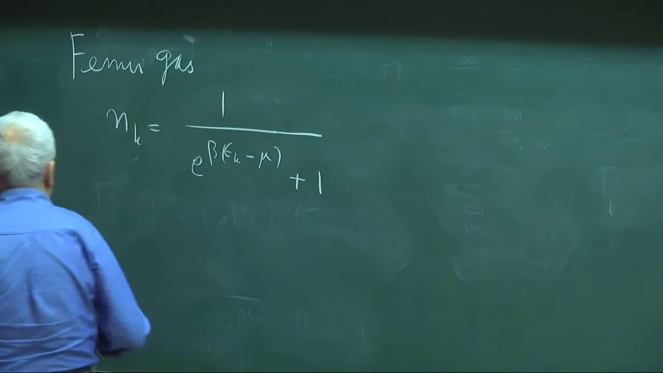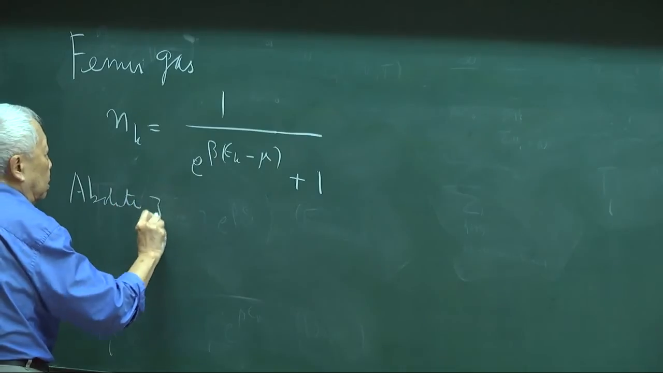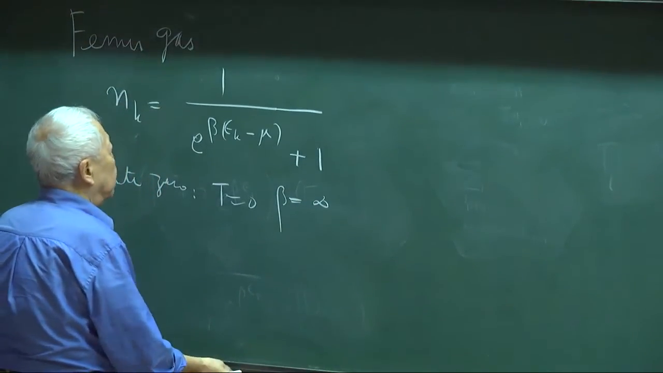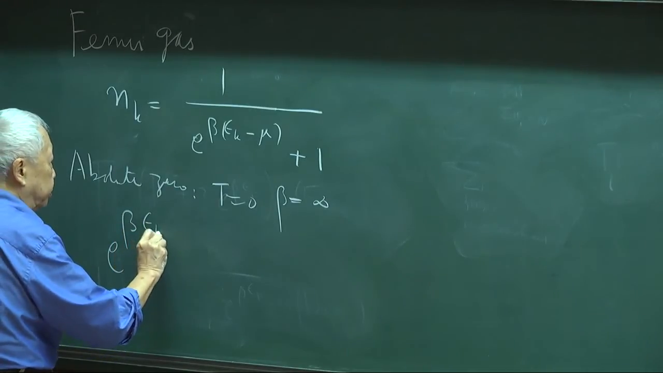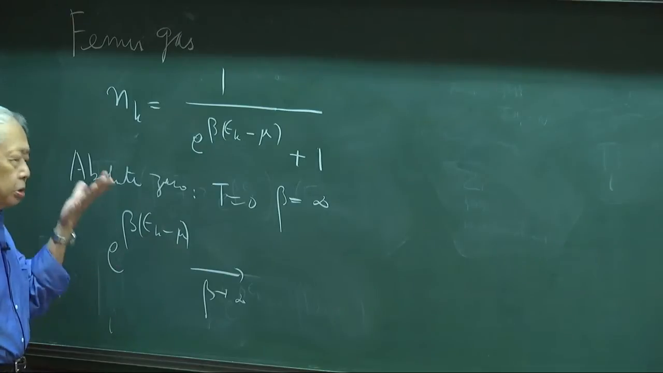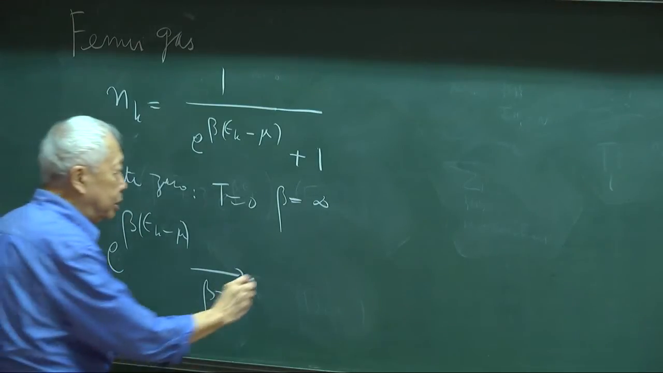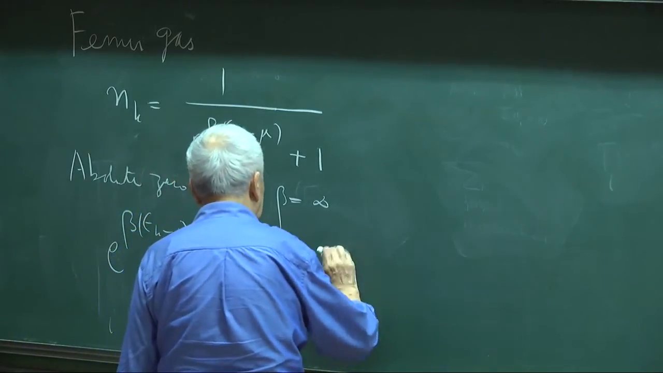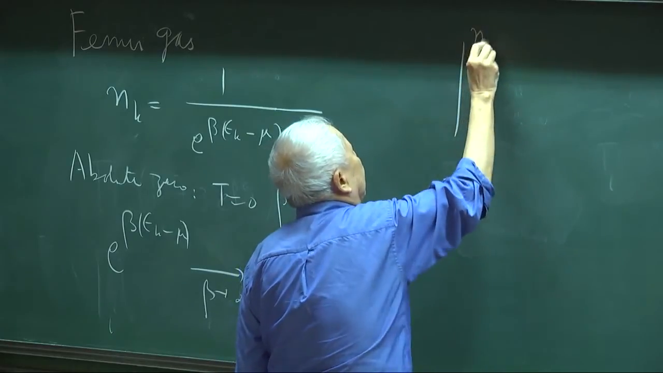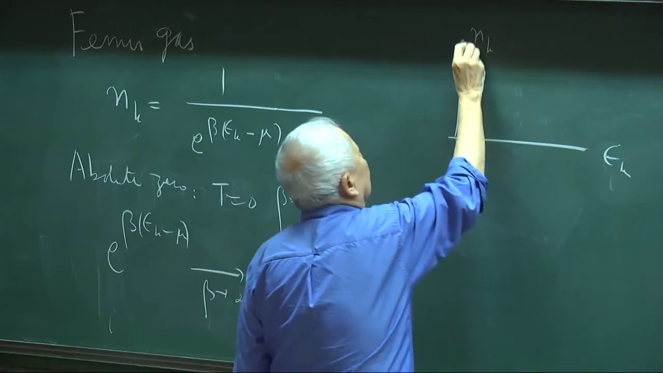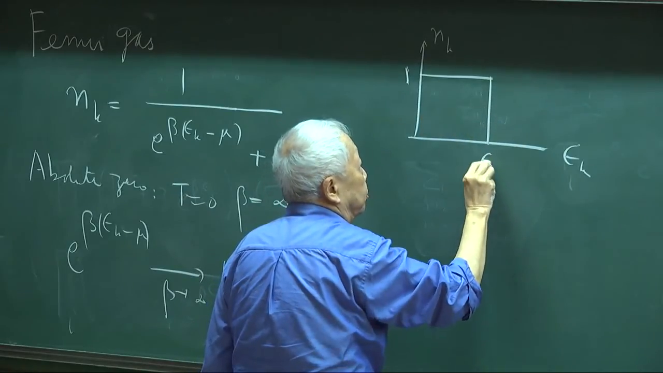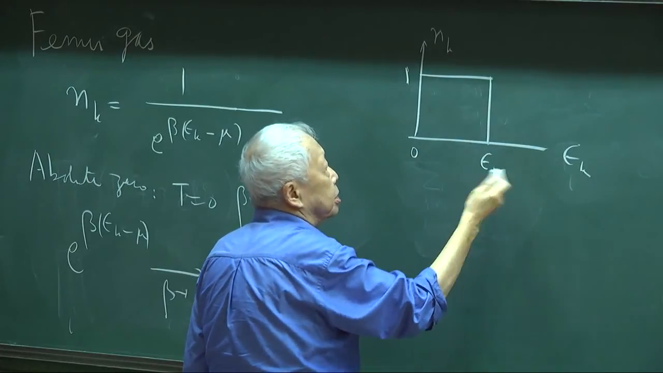First, let us discuss low temperature, absolute zero. You see that e to the beta (epsilon_k minus mu), when beta approaches infinity, what does it do? If this is positive, it goes to infinity. If this is negative, it goes to 0. So it's either infinity or 0, depending on whether epsilon_k is greater than mu or epsilon_k is less than mu. Therefore, at absolute zero, n_k as a function of epsilon_k is either 1 or 0. It's 1 up to some energy, and when the energy is greater than some number E_F, it goes to 0.